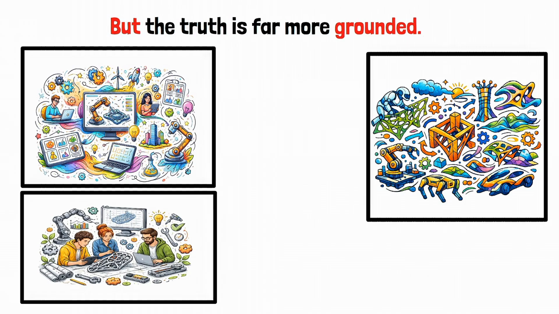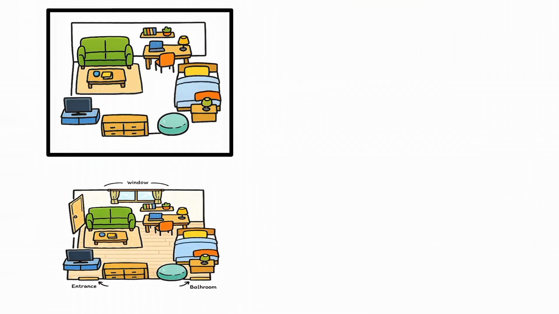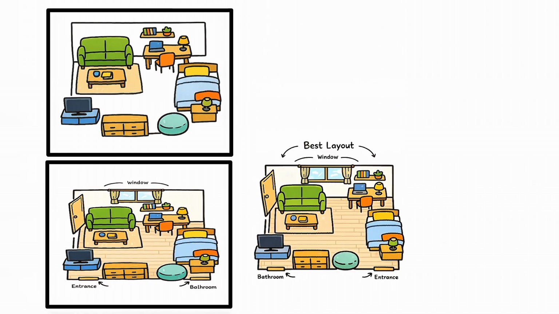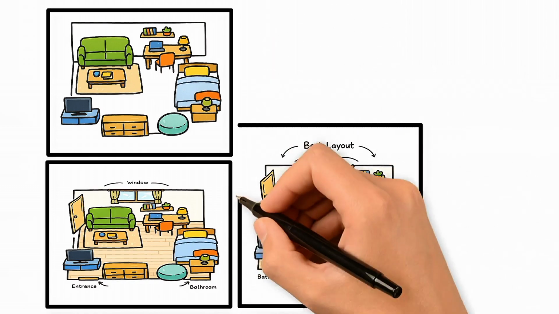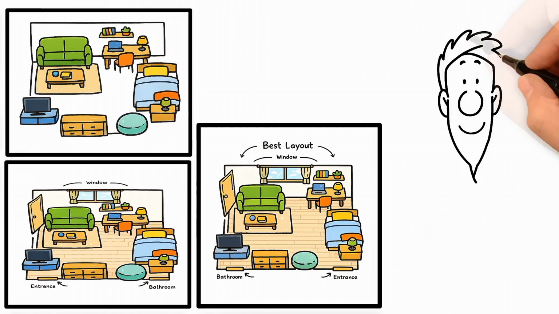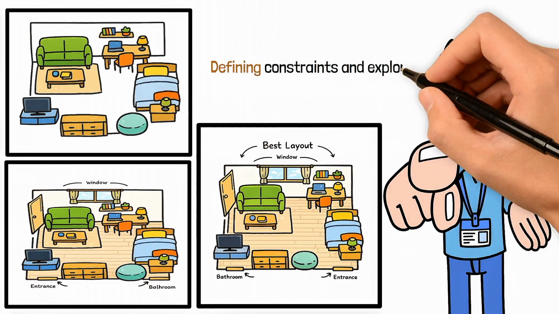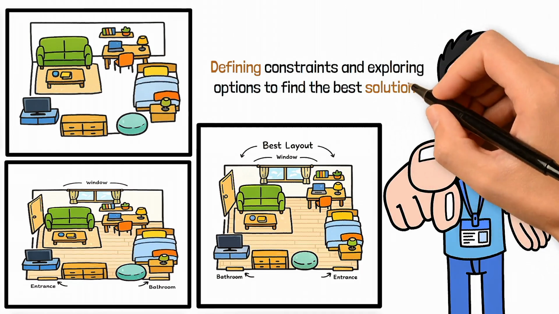To see this clearly, imagine a simple everyday situation where you arrange furniture in a small room. You know the room size, where doors and windows are, and what must fit inside. You try different layouts until you find the best balance between space, comfort, and movement. Without realizing it, you've just done generative design, defining constraints and exploring options to find the best solution.